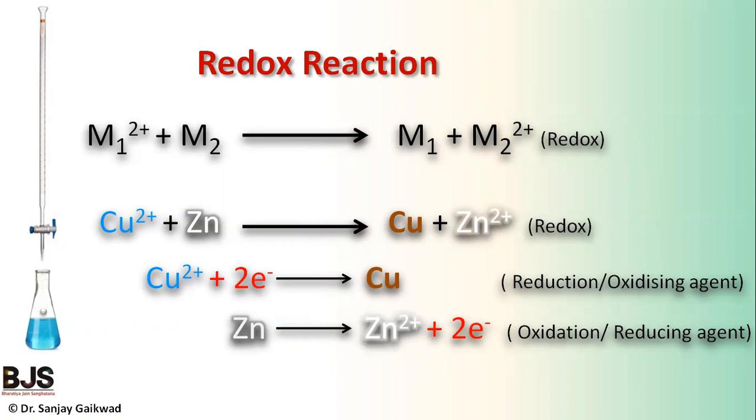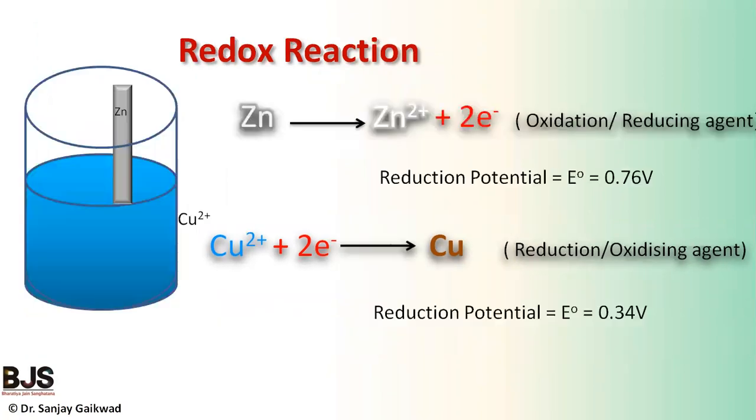What happens is that initially it was a copper solution, and when we add the zinc metal to the solution, the zinc gets converted into zinc ion, which is a colorless solution, and copper gets deposited at the bottom. In this way, the copper 2 plus ions get deposited as copper metal, and zinc metal gets dissolved to form zinc ions. Zinc gives two electrons, oxidation takes place, and it acts as a reducing agent. The reduction potential is equal to 0.76 volt.